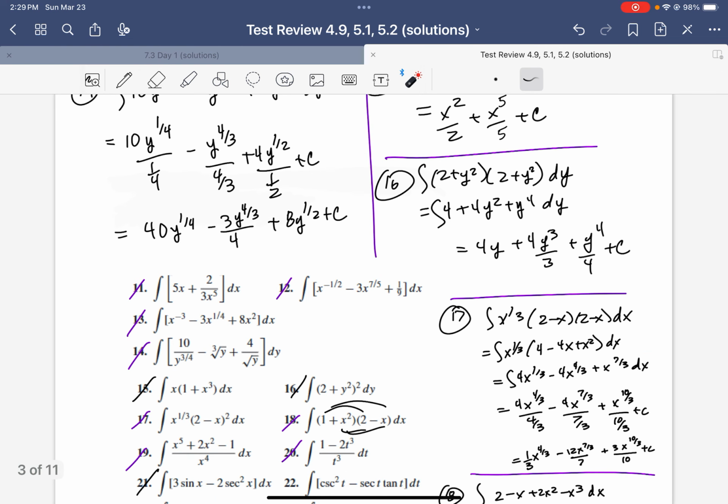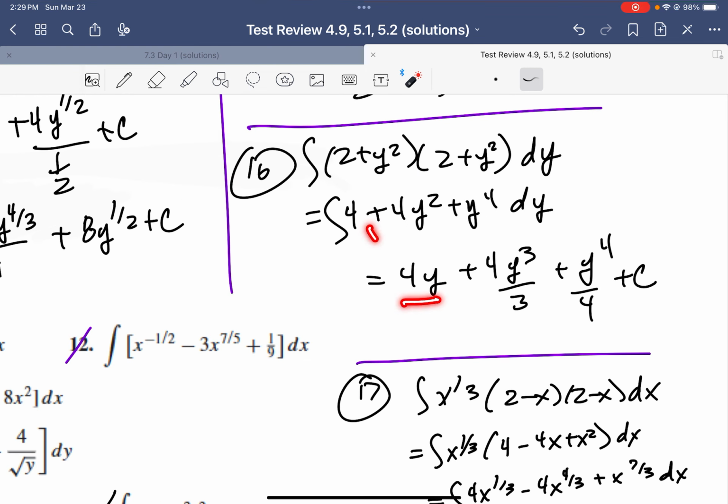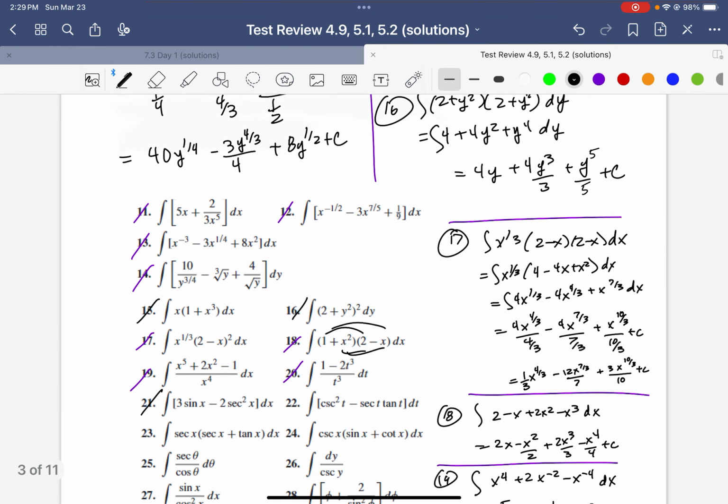Let's look at 16. The first thing you would do is multiply this by itself to get 4y squared and a y to the 4th. Then taking the antiderivative, that becomes that. This becomes this. And this, why did I keep on doing that? Is 2 the 5th over 5. Just had 4th on the brain that day.